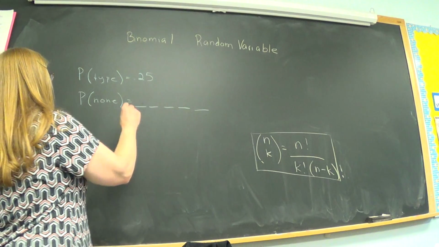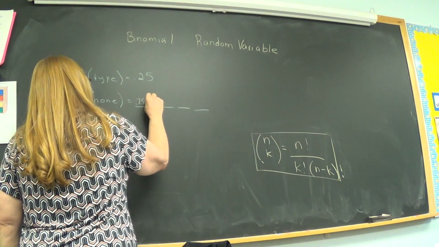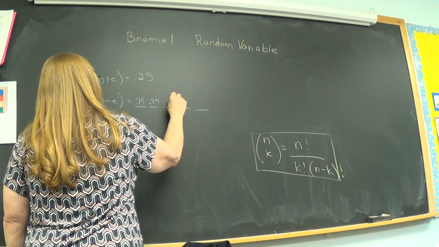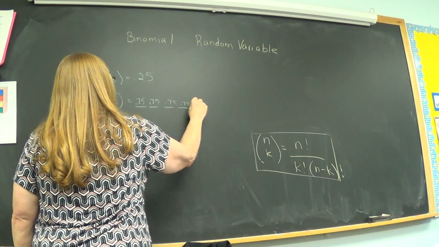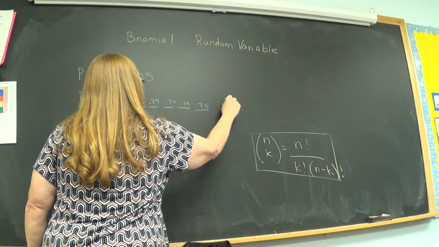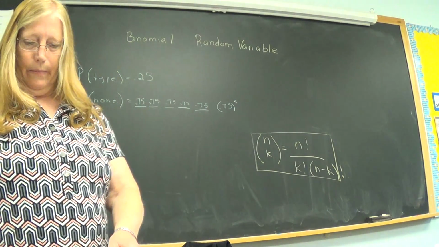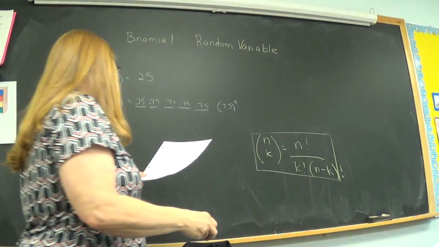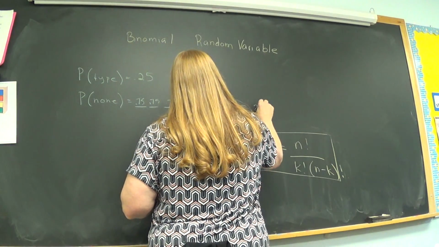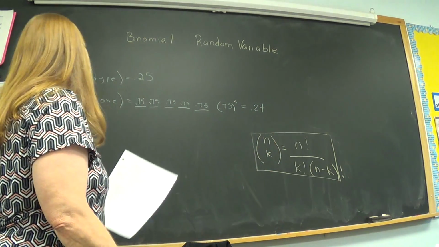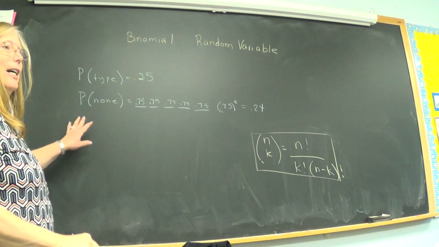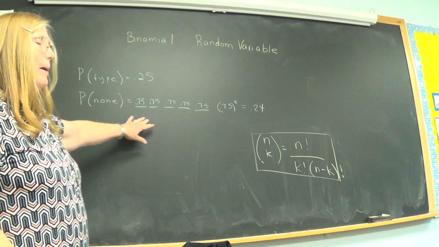What is the probability on the first birth of having no type O? 0.75. And the second birth? 0.75. So we end up doing 0.75 to the fifth, which is about 0.24. Cool. It's not so hard when it's none. So you follow that math?